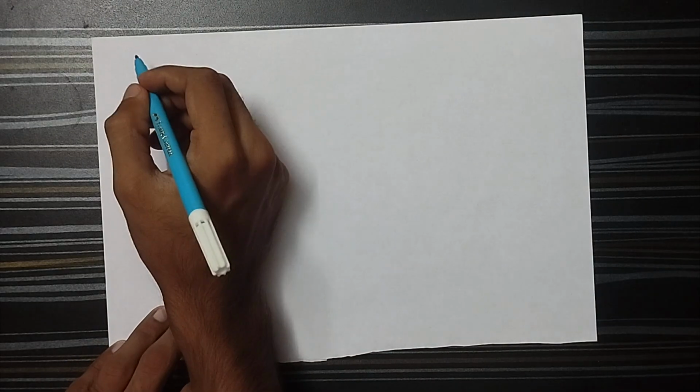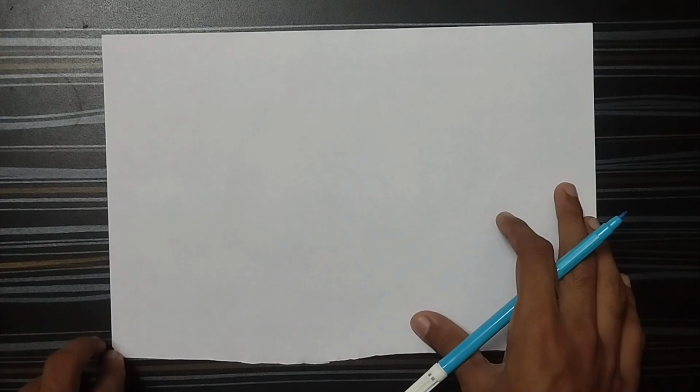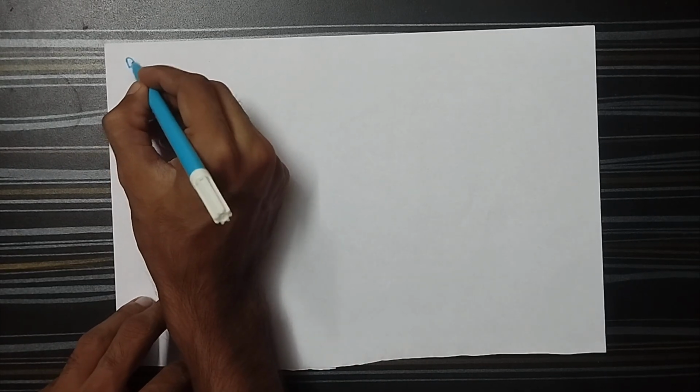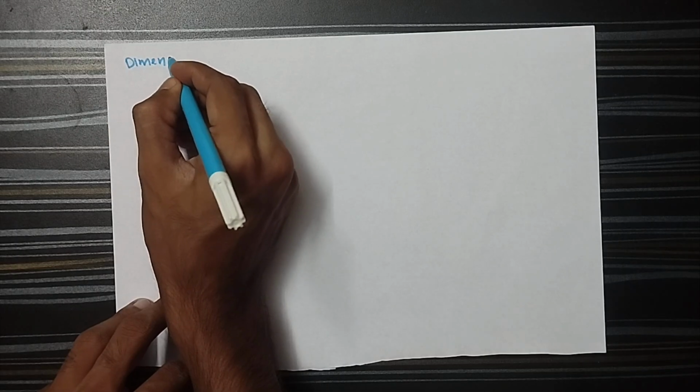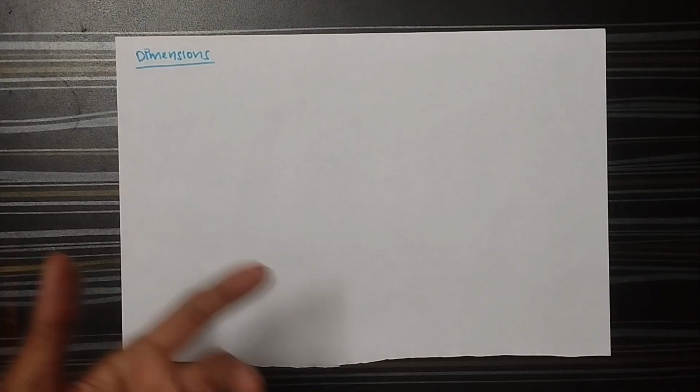This is from the first chapter of class 11th physics, units and measurements. So it's physics, dimensions. Okay, what's the first thing that comes to your mind when you think about dimensions? We know 2D, 3D, those are all dimensions.